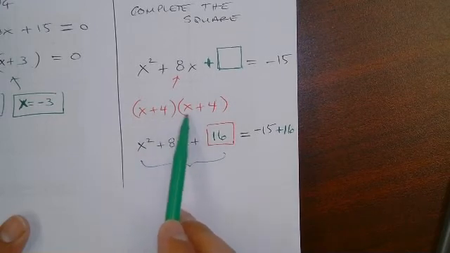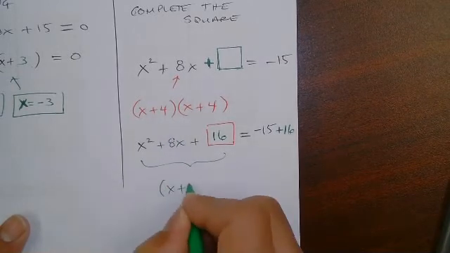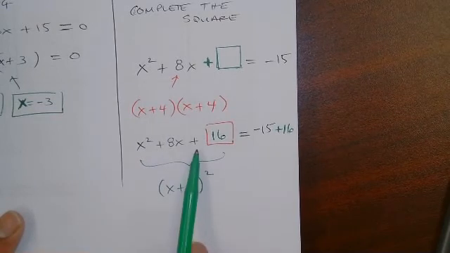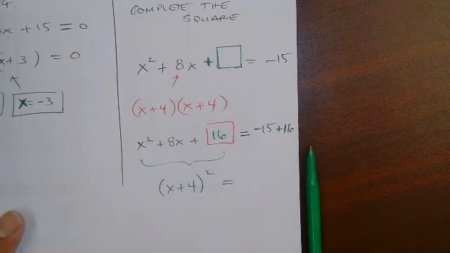Hello, you did it over here. You wrote it over here. What does this factor out to be? Isn't it x plus 4 squared? Yeah. You made this work so that it's a perfect square. Yeah, that's what we've been doing. You got x plus 4 squared equals what?